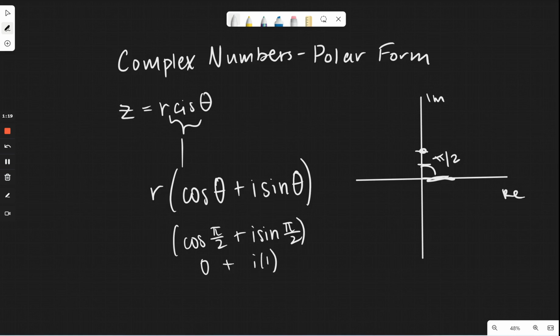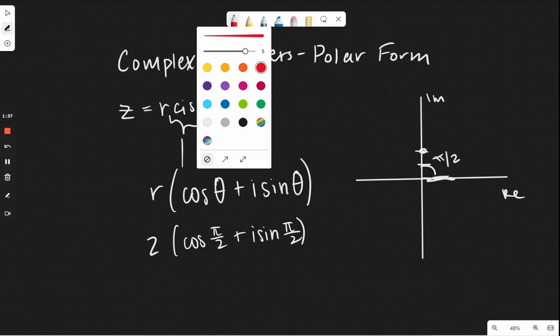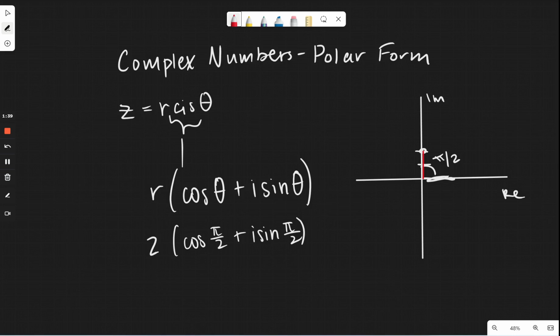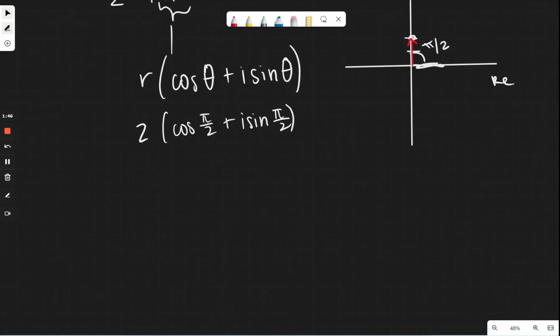We have to multiply that by the radius, or the magnitude of this number, which is clearly 2. So this would be 2 times cosine pi over 2 plus i sine pi over 2. I know I always say this, but it really does help to think about this graphically, because we have a radius of 2 and our angle is pi over 2. Now let's do another example.